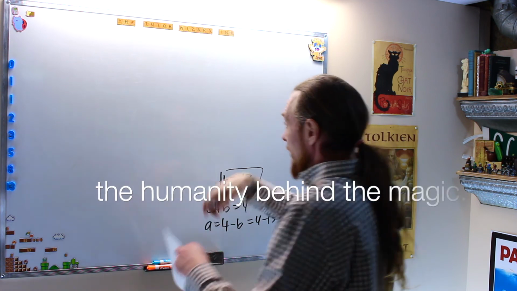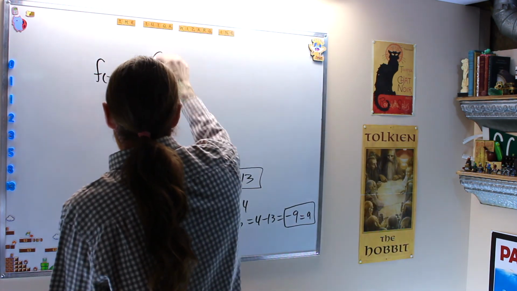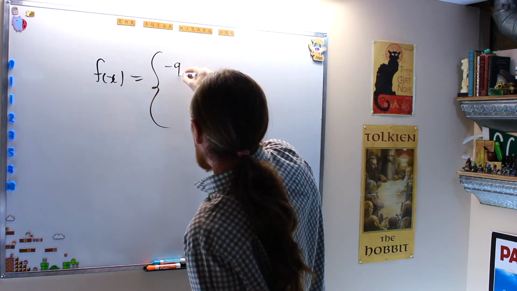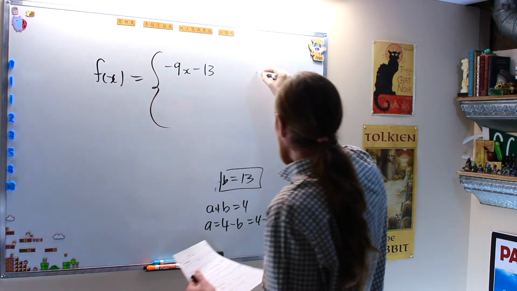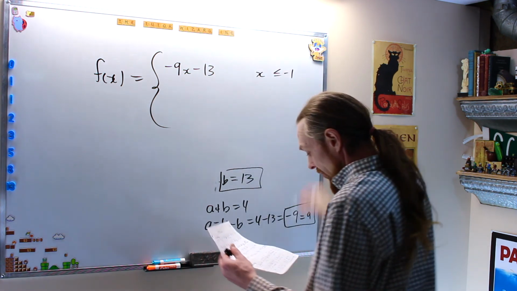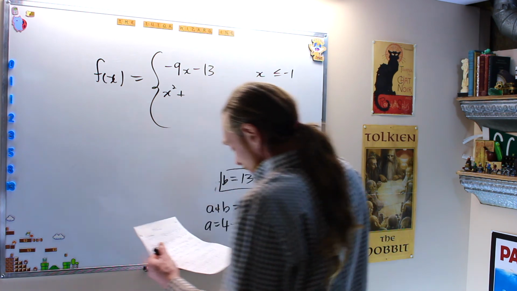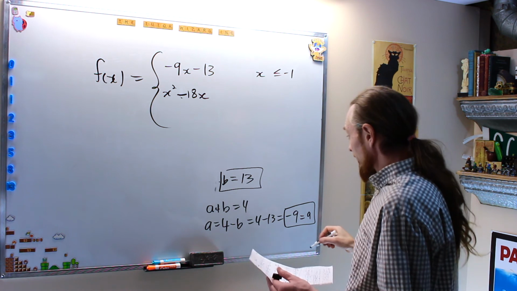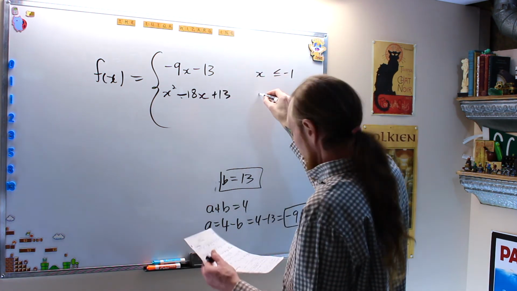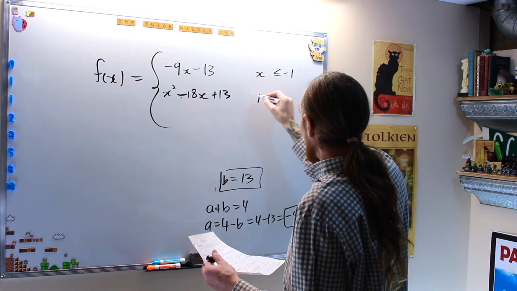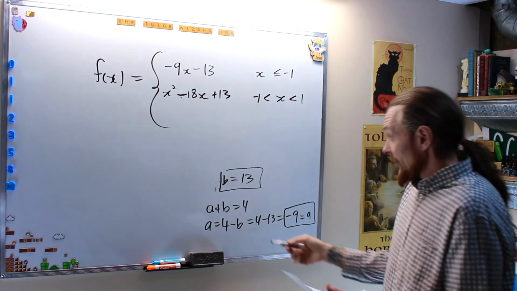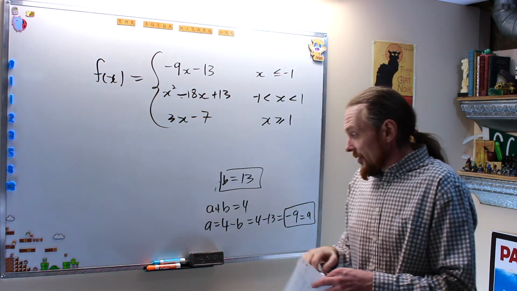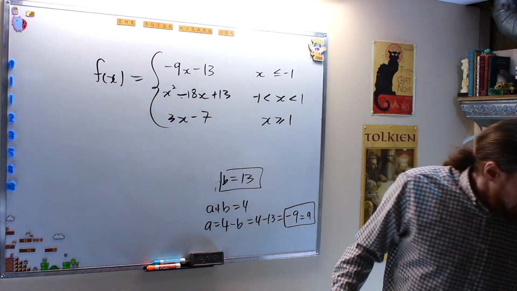What was the original function? The original function was f of x equals ax plus b, so negative 9x minus 13 if x is less than or equal to negative 1. And then it was x squared plus 2a, so minus 18x plus b, plus 13, if negative 1 is less than x is less than 1, and 3x minus 7 if x is greater than or equal to 1. This was the function with the unique two values.